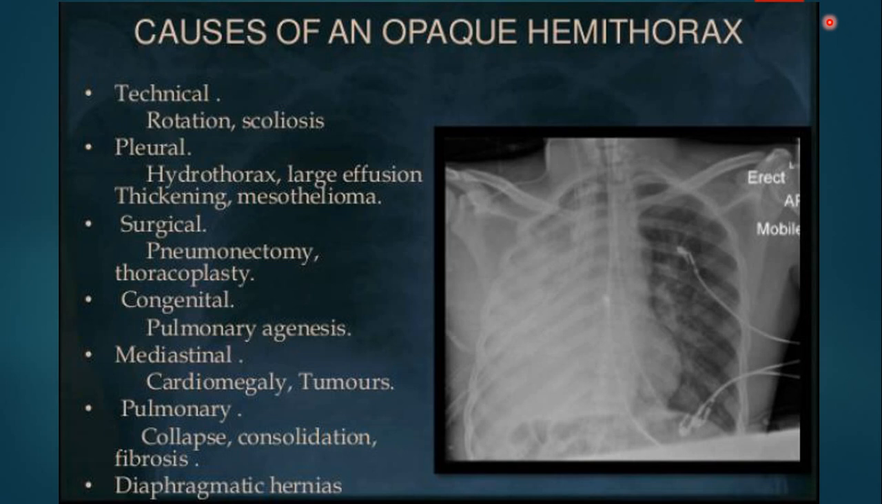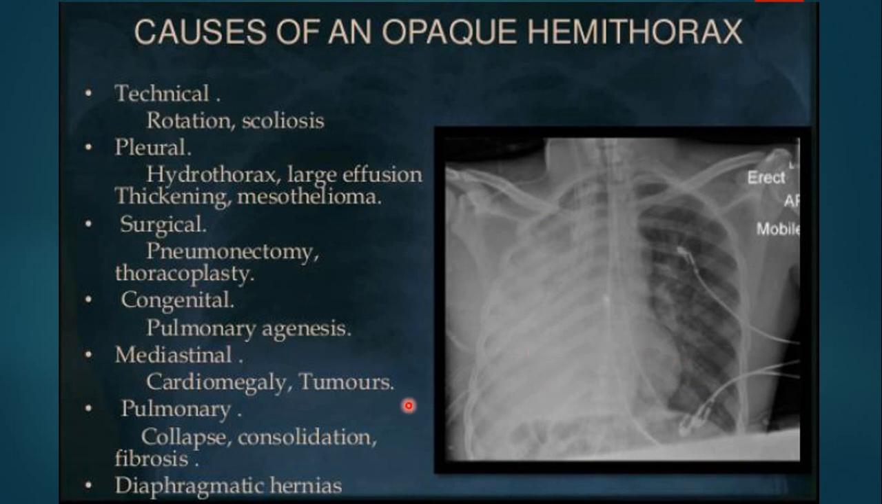So in order to differentiate between all of these, we need first of all a proper history. For example, if the patient has a history of a surgery, we might think of a pneumonectomy. If the patient is very young, like an infant, we might think of pulmonary agenesis. If the patient has a history of heart failure, we might think of pleural effusion. History is very important, and we need to look at other things on the chest x-ray.